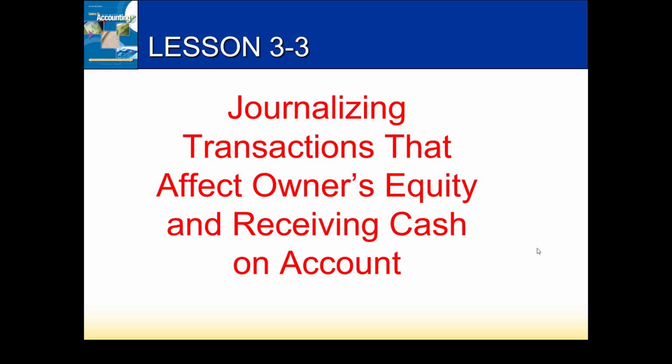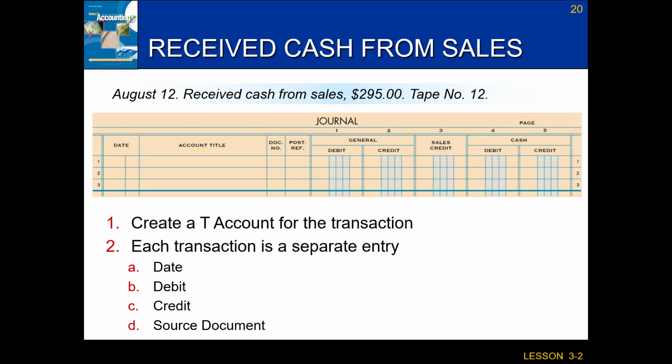Lesson 3.3 is the last type of journaling that we will learn how to do, which is journalizing transactions that affect owner's equity and when we receive cash on account. So let's go through a couple different examples. They're very, very similar to what we have been doing.